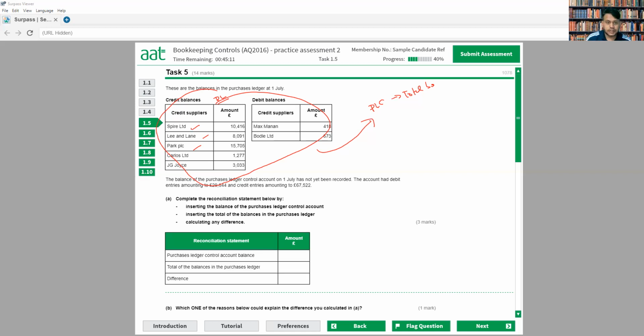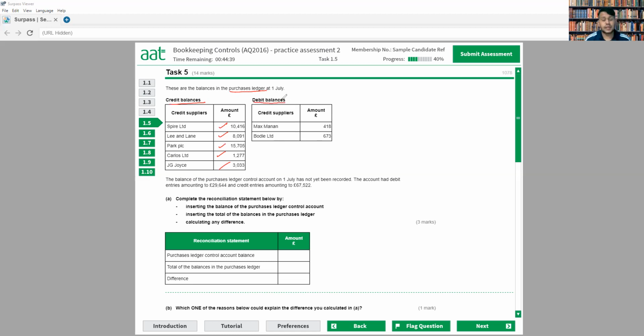So let's read this question. They are saying these are the balances in the purchase ledger. That means it's my individual balance, the individual suppliers. So we have some supplier credit balances. Credit balance means we have to pay the money to the supplier. So we have a few suppliers here, 1, 2, 3, 4, 5. You're going to add all of this. We have to pay this money, and we have some debit balances as well.